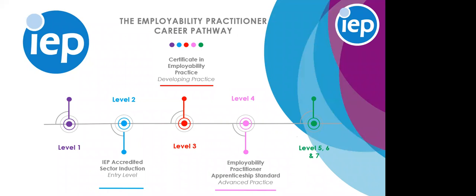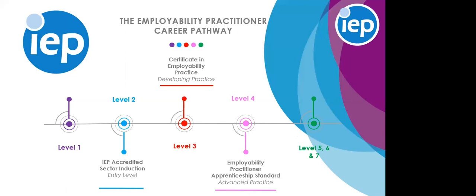So no, there aren't. There is an advantage to having completed at least, I would say, the level 2 IEP accredited sector induction. So I would really recommend that, but you don't have to follow that. You don't have to do each of those qualifications. You could complete the level 4 in isolation.